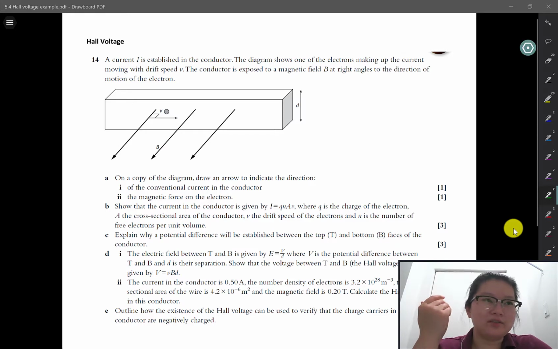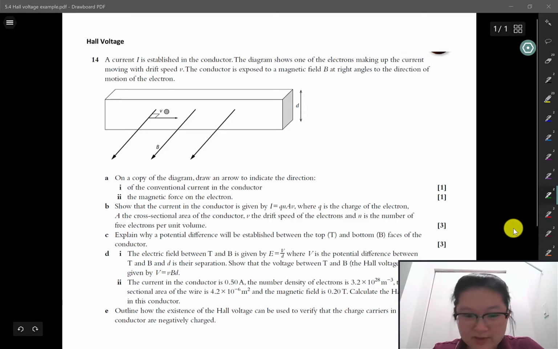IB questions love to take something from a real-life situation and try to adapt it, simplify it enough so that they can use that on you in a way. So that sounds a little brutal, but here we go. So here's a Hall voltage question. It's got some points on the side, which I think some of them are a little bit incorrect, but there are a lot of questions, so let's quickly get started.